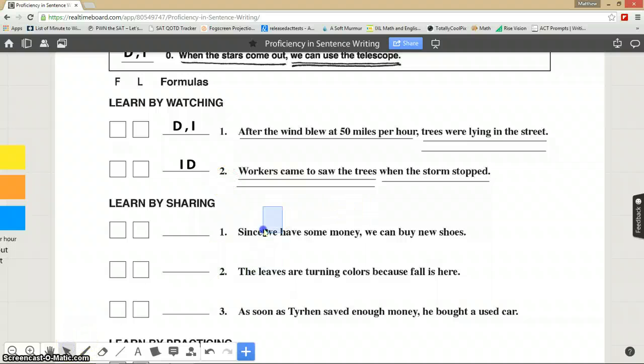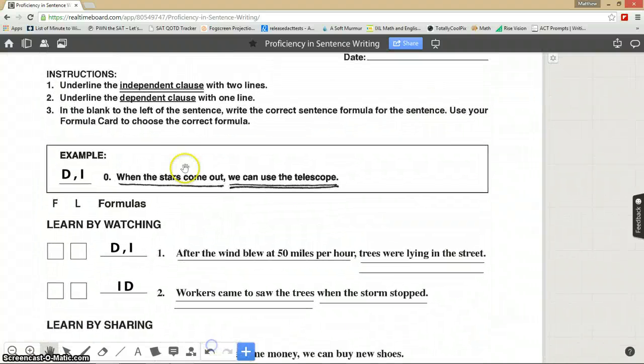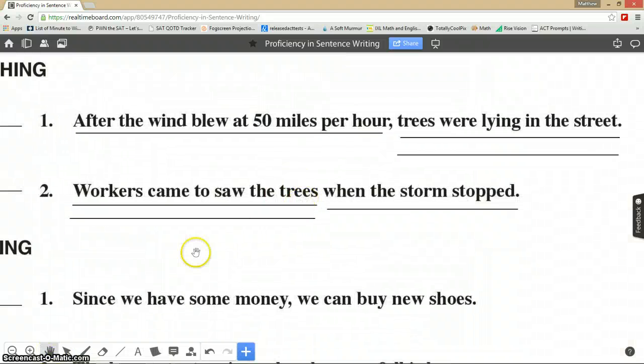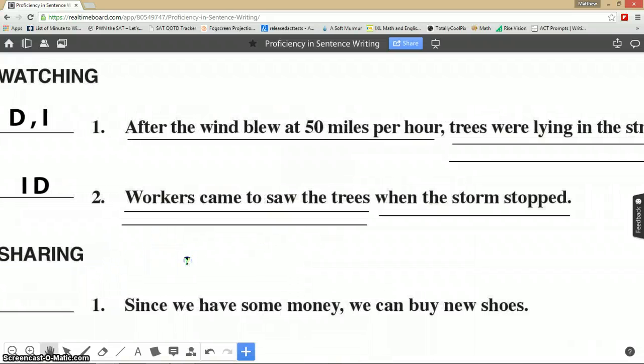You do not have to label the subjects and verbs on these sentences, but the instructions are asking you to single underline the dependent clause and double underline the independent clause. It's not tricky in a D, comma I situation, because when there's a comma, that's D, it's always going to be D, comma I on this worksheet. But it is tricky on this one, knowing where the dependent clause starts on an ID sentence.